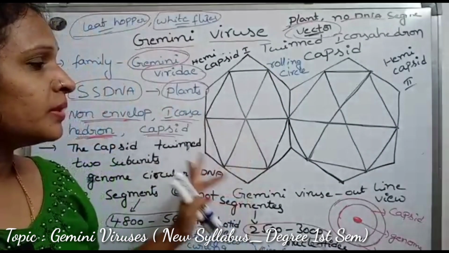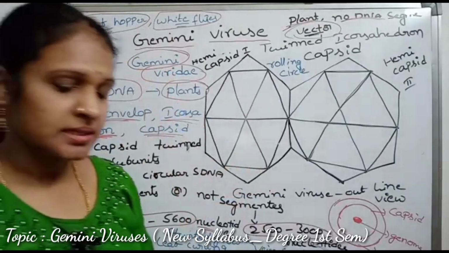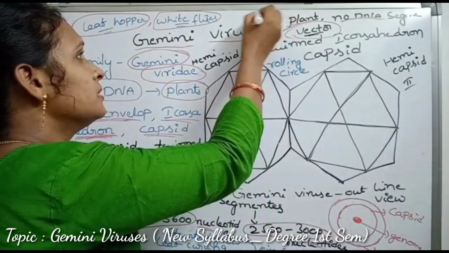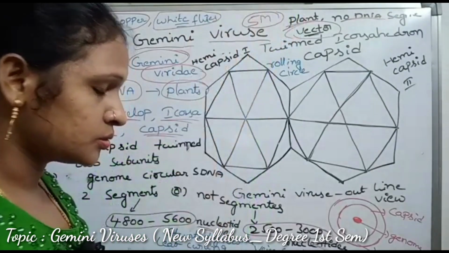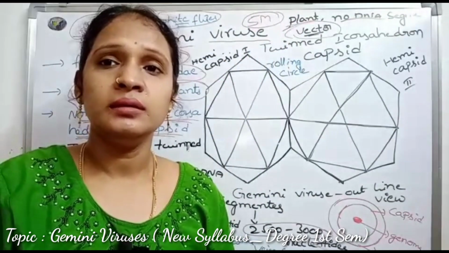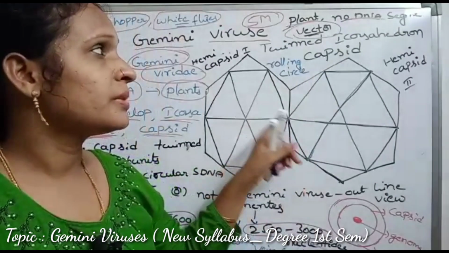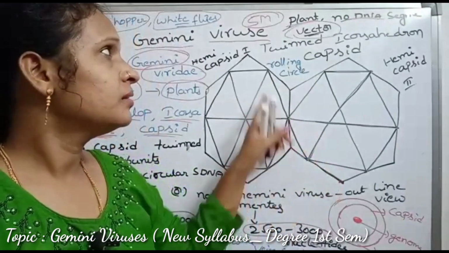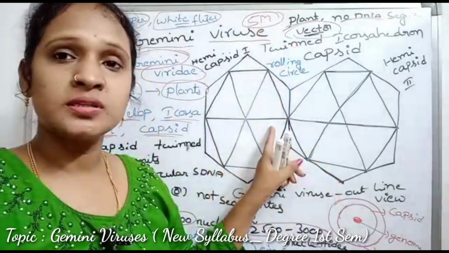Okay, here we have completed the Gemini viruses. This topic is a 5 marks question for degree first semester students. It is important, and this year it is a new syllabus for degree first semester students. So that's why it is focused on for exam purposes.